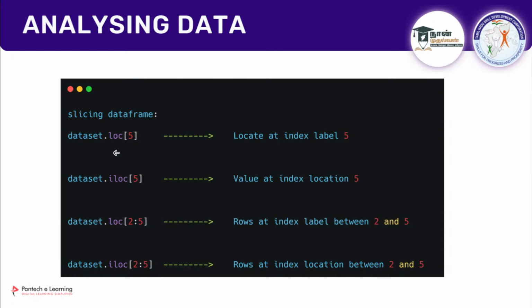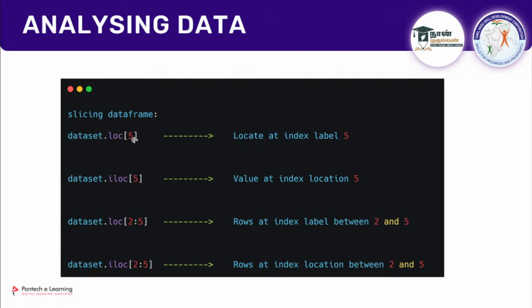There are two options, which are known as loc and iloc, locate and index locate. So what is this locate option? Locate is like if you are having some index, and if you want the index to find 5, there will be 5 present somewhere in the index.